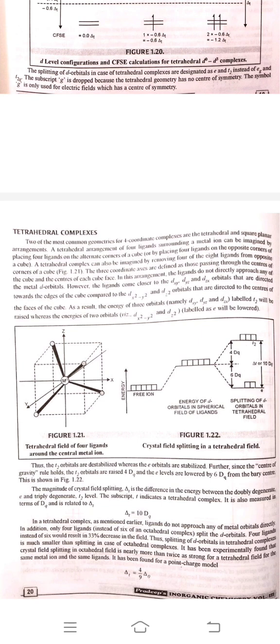It has been experimentally found that crystal field splitting in an octahedral field is nearly more than twice as strong as in a tetrahedral field for the same metal ion and the same ligands. It has been found for a point charge model that Δt is equal to 4/9 Δ0.